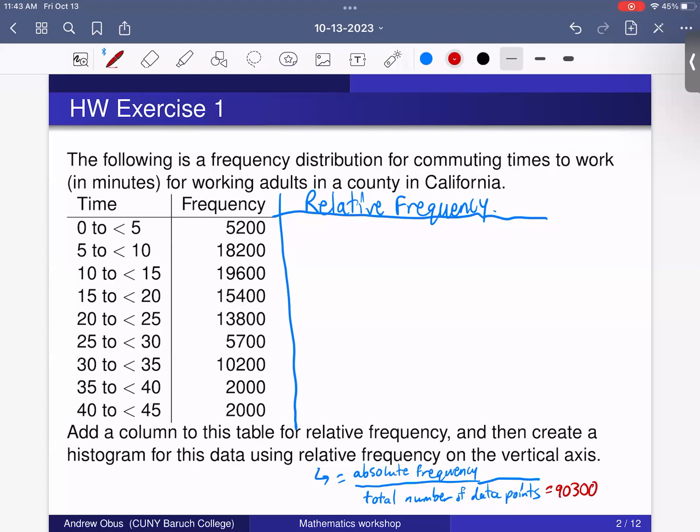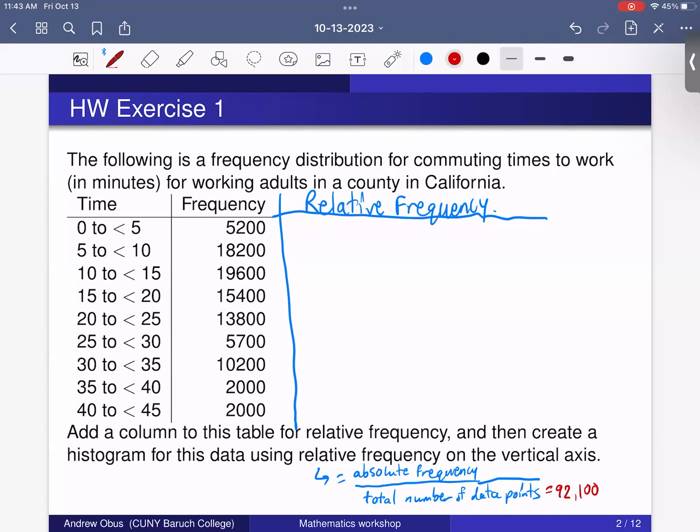I got a different answer. Let me make sure that I did this correct. Oh no, you're right. You're right. 92,100. Yes, thank you. I forgot a 0 in one of my numbers. So yeah, you were right, Princeton. It is 92,100 is the total number of data points. Okay, great.